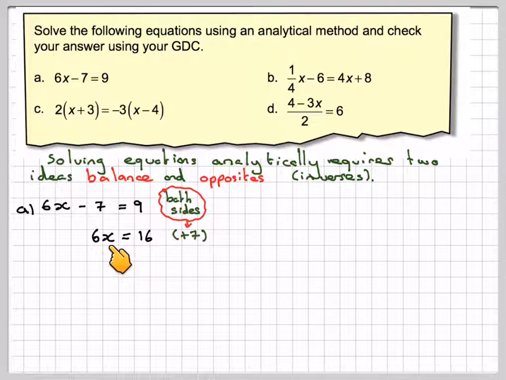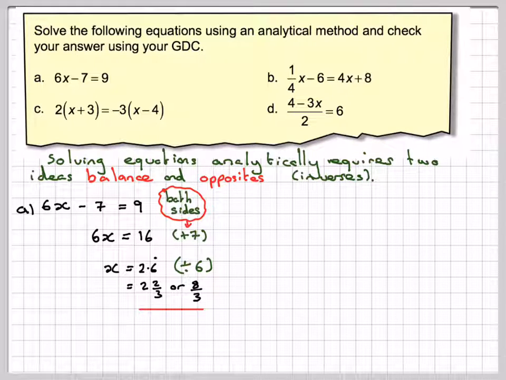Next thing, we've got 6 times x, so the opposite of multiplying by x is to divide by 6. So x will be equal to 16 over 6, which is 2.6 recurring. Now, you might know that 0.6 recurring is already 2/3, that's 2 2/3, or 8 over 3.